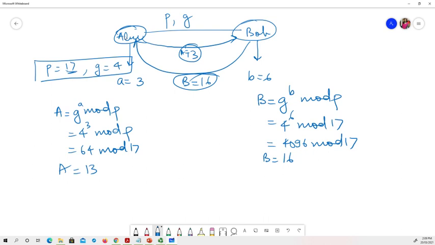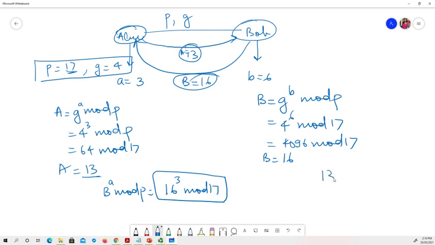Once they receive this number, as you recall, I had said that they would be doing a particular calculation. So Alice would be doing B to the power of A modulus P, which is 16 to the power of A, which is 3, modulus 17. This they would be doing. And similarly, Bob would be doing Alice's number, which was 13, raised to the power of 6 modulus 17.